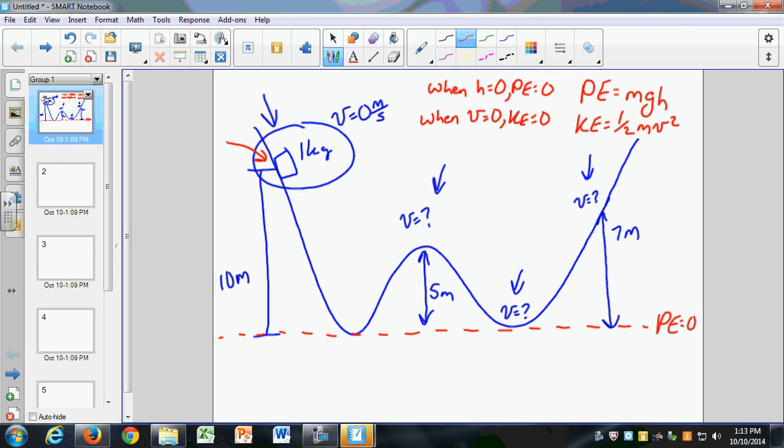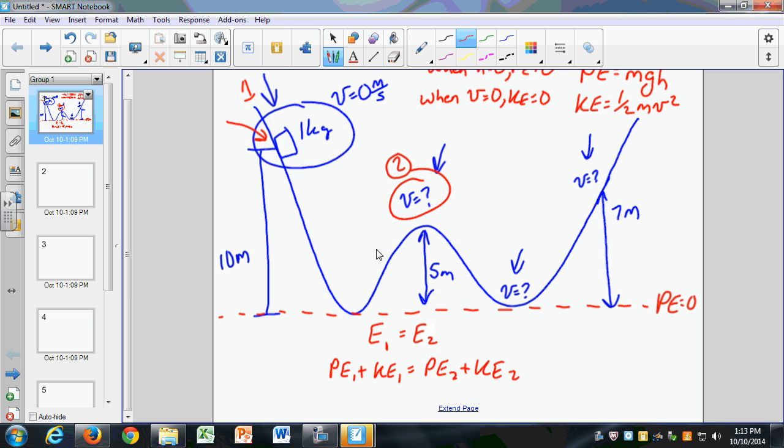So if we want to know, say, the velocity at this point, I just say the energy at point 1 is equal to the energy at point 2. We'll call this point 1, we'll call this point 2. It's going to be PE1 plus KE1 equals PE2 plus KE2. So once you get that set up, it's really just algebra.